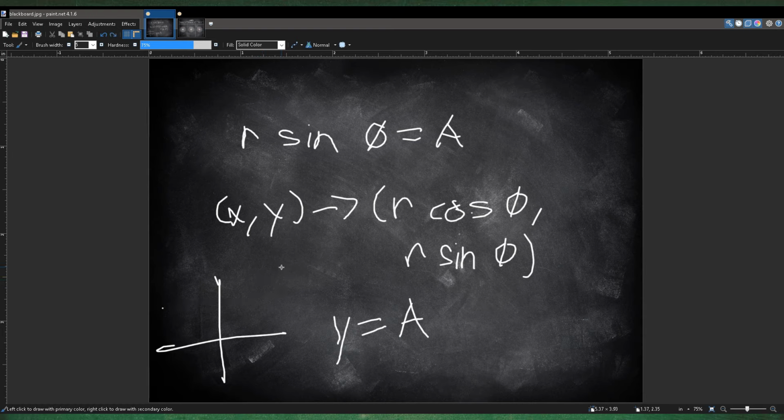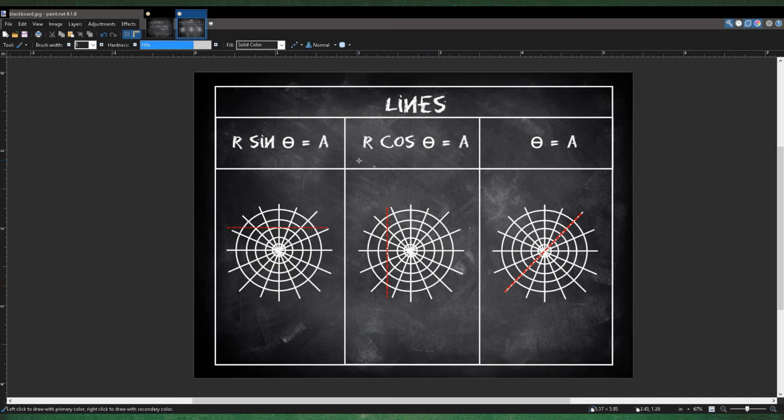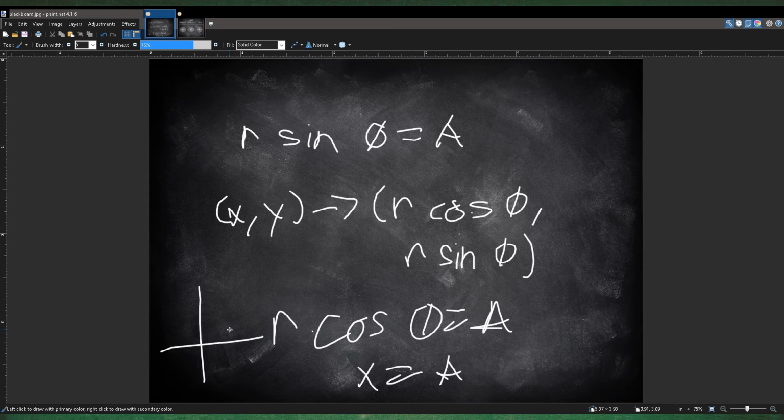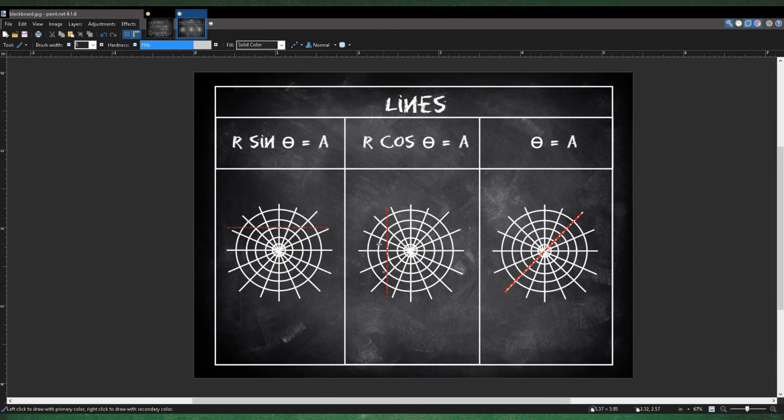Think of the triangle you use to get from x, y to r cosine theta and r sine theta. The same case applies to r cosine of theta equals a. Here r cosine theta is equal to x, so x is equal to a. In the plane, it would just look like a vertical line.